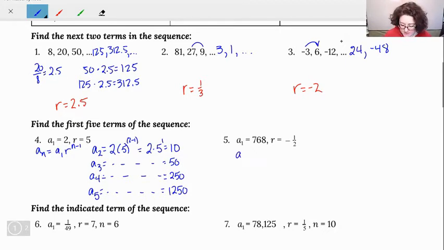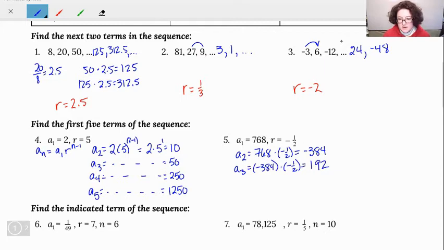So that means a sub 2 is going to be 768 times -1/2. In other words, -384. So our absolute value got smaller. Actually, the whole thing got smaller, but we did flip the sign on it. Okay, so same thing, -384 times a -1/2. So that's going to come out to a +192.